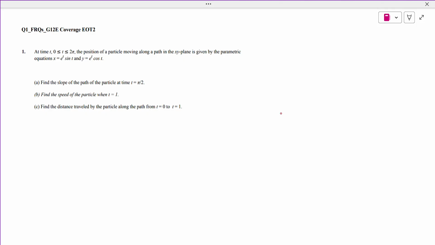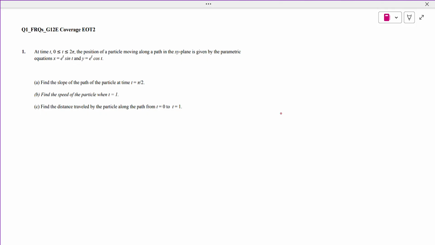This video we will be doing question 1 from the coverage for grade 12 elite for term 2. The first suggested question says: at time t between 0 and 2 pi, the position of a particle moving along a path in the xy plane is given by the parametric equations x equals e to the power of t times sine of t and y equals e to the power of t cos of t. Find the slope of the path of the particle at t equals pi over 2.